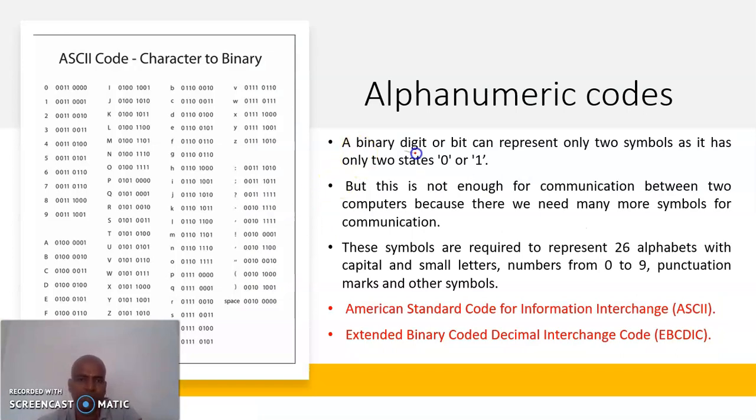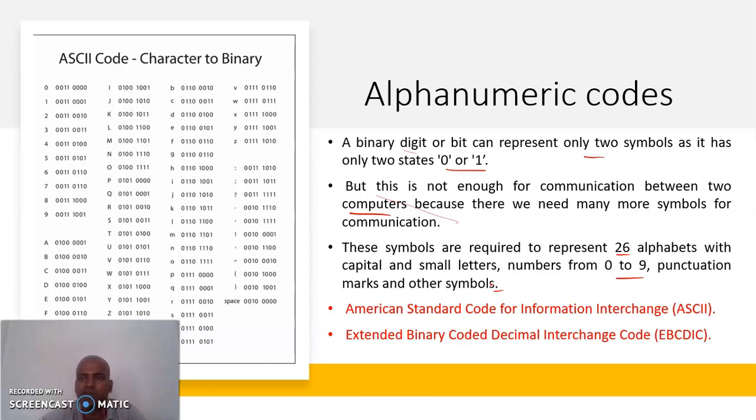And alphanumeric code. A binary digit or bit can represent only 2 symbols. Yes, as of now we have discussed only zeros and ones, only 2 values. But this is not enough for communication between 2 computers. If you are communicating from one computer to another computer, these 2 values are not enough. So we need to use some extra characters and symbols. These symbols are required to represent 26 alphabets with capital and small letters, numbers from 0 to 9, punctuation marks and other symbols. So only zeros and ones, it's not enough. So we need to use more alphabets.